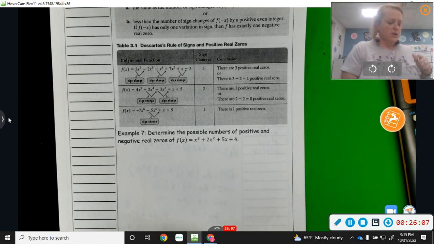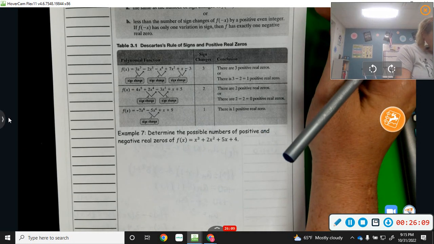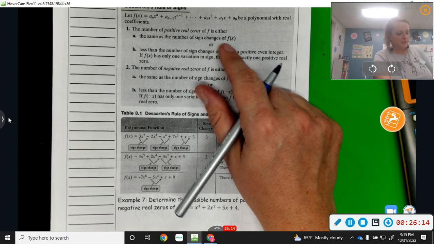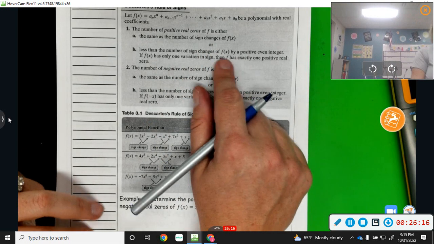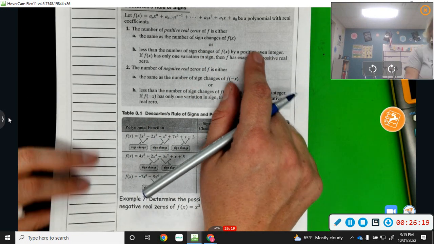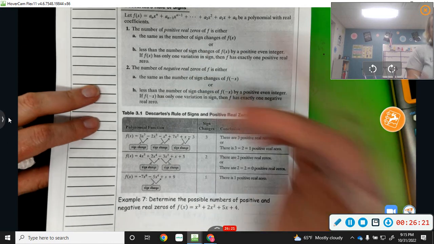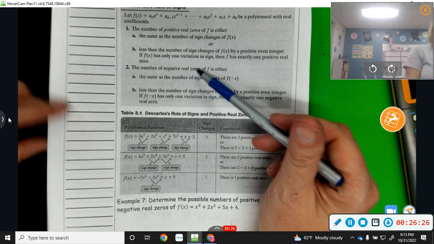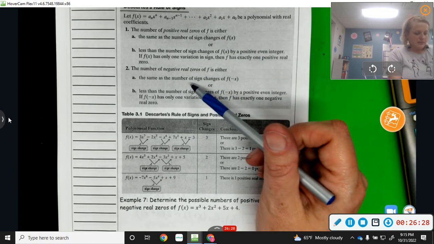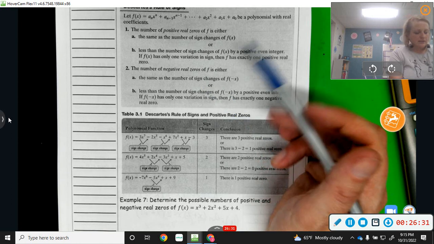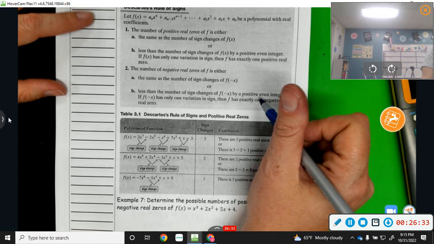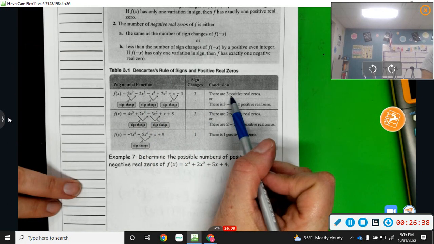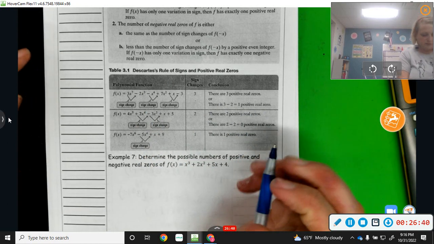Okay, so we have Descartes' rule of signs, which says that the number of positive zeros is either the same as the number of sign changes of f of x, or less than the number of sign changes by a positive even integer. It means if my sign changes 4 times, it's either 4 or 2 or 0 positive roots. Okay, if I have negative real zeros, it's either going to be the same number of sign changes of f of negative x, or less than the number of sign changes by a positive even integer. So if I have 3, that means there's 3 negative roots, or 1 negative real root.